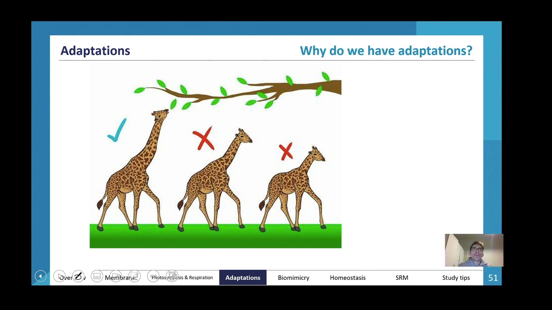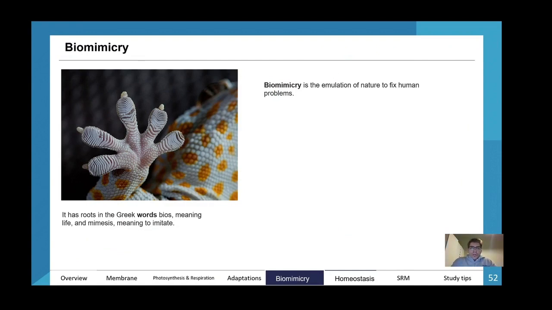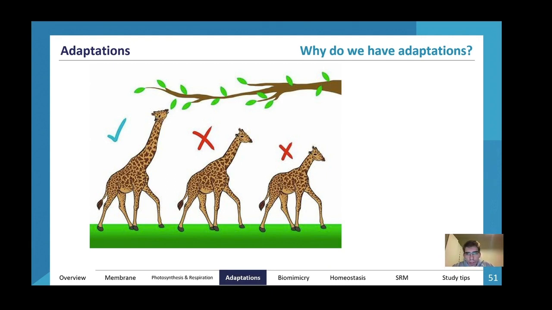But let's not confuse adaptations with evolution. Evolution is a trait of an organism that increases its survivability when there is pressure from the surrounding environment.